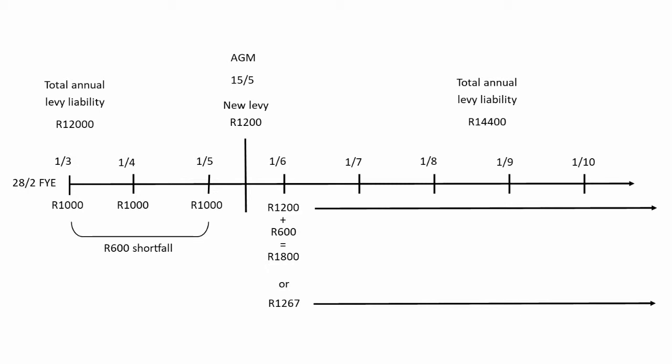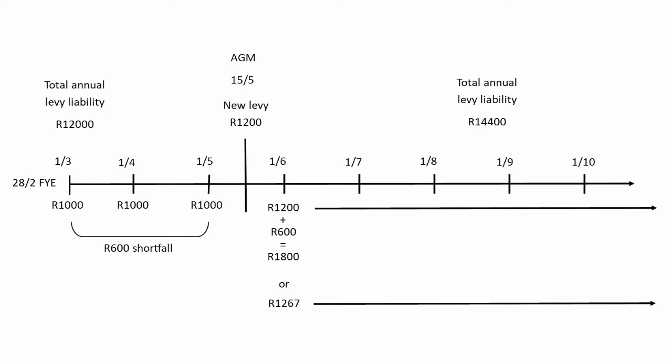There's a choice. The trustees have the discretion to set the installments, so they could make the shortfall of 600 Rand payable in a lump sum, say in the first payment after the AGM, resulting in this owner having to pay 1,800 Rand by 1st of June and 1,200 monthly for the rest of the financial year.